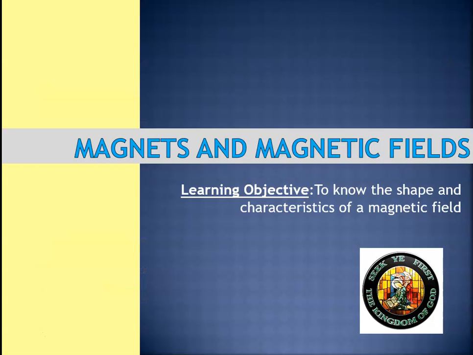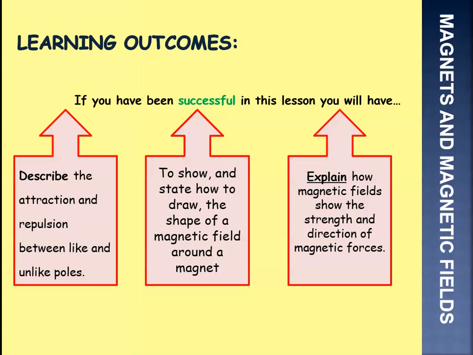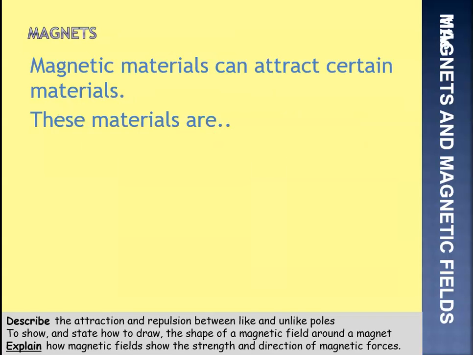Okay, so to start today's lesson, we're going to push on with magnets and magnetic fields, and our objective is to know the shape and characteristics of a magnetic field. Our outcomes today: to describe the attraction and repulsion between like and unlike poles, to show and state how to draw the shape of a magnetic field around a magnet, and to explain how magnetic fields show the strength and the direction of magnetic forces.